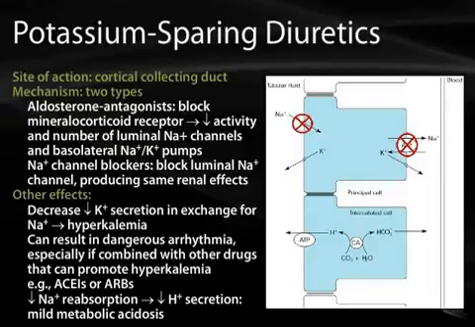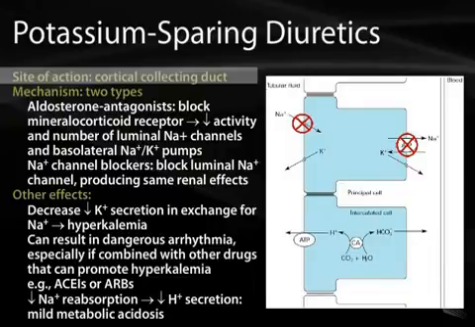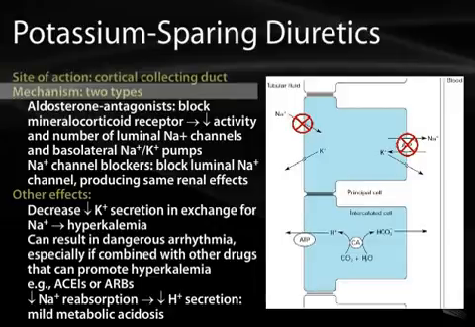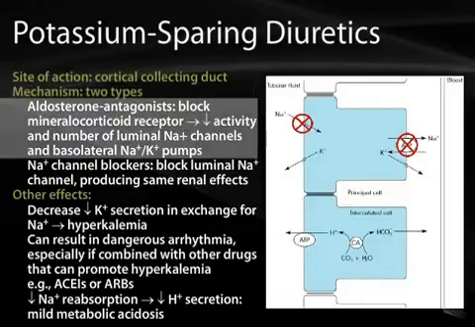Lastly, potassium-sparing diuretics. Their site of action is the cortical collecting duct, primarily on the epithelial-sodium channel. There are two major types. One are direct aldosterone antagonists. The others are direct blockers of the epithelial-sodium channel. As we said, aldosterone activity stimulates both the synthesis as well as the activity of the epithelial-sodium channel on the luminal side of the principal cell. When aldosterone activity is inhibited, there is decreased synthesis as well as activity of this sodium channel.